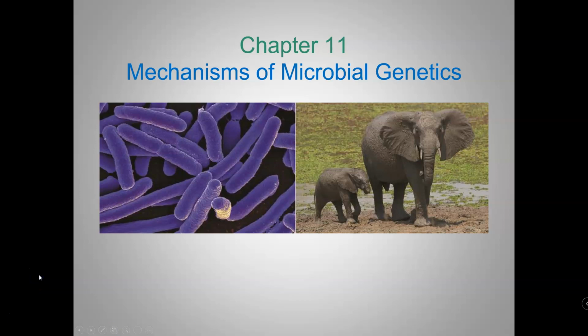All right. Chapter 11 is a lot, you guys. Most textbooks break chapter 11 into several different chapters. Like there's one for replication, there's one for protein synthesis, there's one for mutation, but the OpenStax textbook puts it all into one chapter. So this is a lot of information.